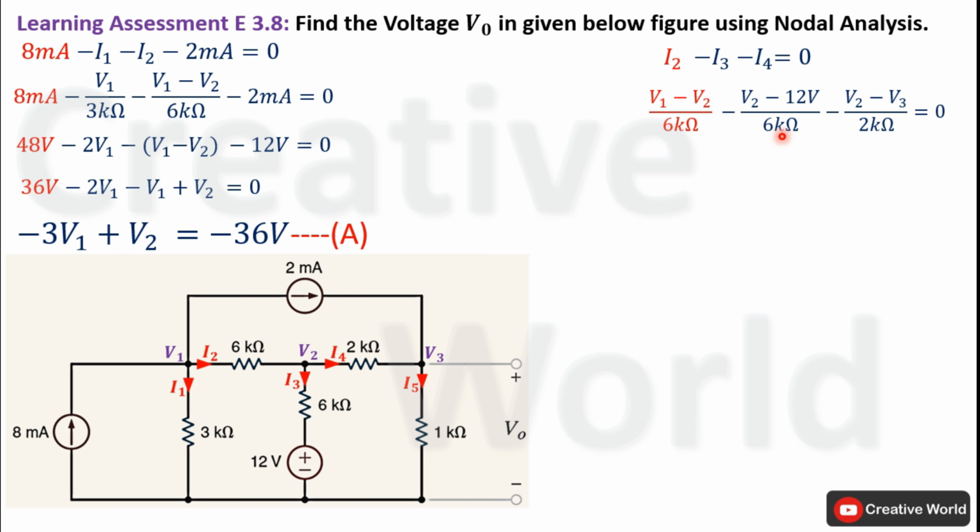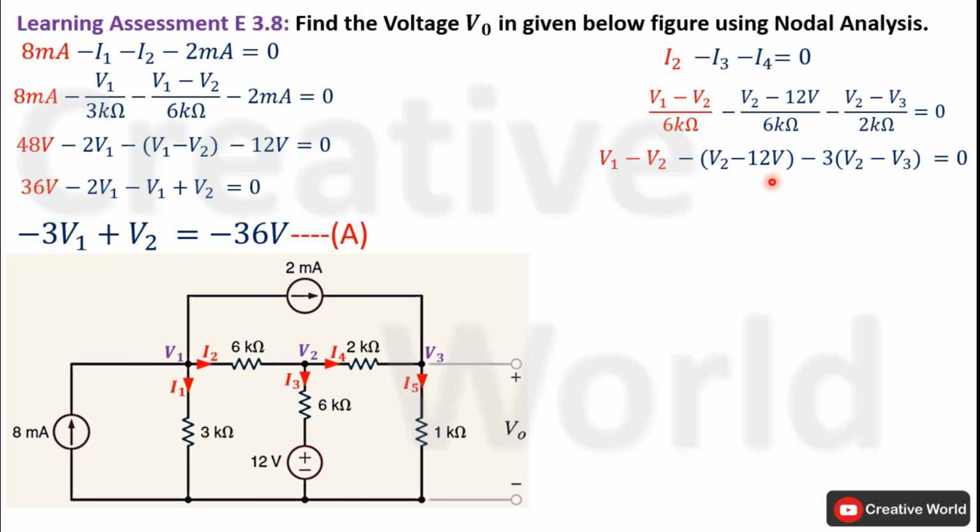Now, in order to solve this equation, we will multiply it on both sides by 6 kilo ohm. The 6 kilo ohm in the denominator will cancel out with the product of 6 kilo ohm. Only V1 minus V2 will be left, and the same here, only V2 minus 12 volt will be left. Here the product of 6 kilo ohm will cancel out with 2 kilo ohm in the denominator, 3 will be left, and that 3 will multiply with V2 minus V3.